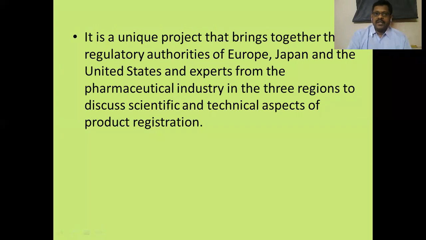It is a unique project that brings together the regulatory authorities of Europe, Japan, and the United States, and experts from the pharmaceutical industry in the three regions, to discuss scientific and technical aspects of product registration. In the beginning, only these three regions sat together jointly and developed these guidelines.